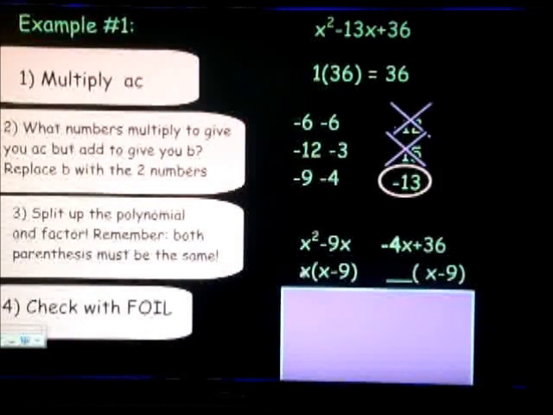First thing, I take out an x from each of these, that means an x is left behind, and minus 9 is left behind. Now I put a note here that what's in parentheses has to be the same.